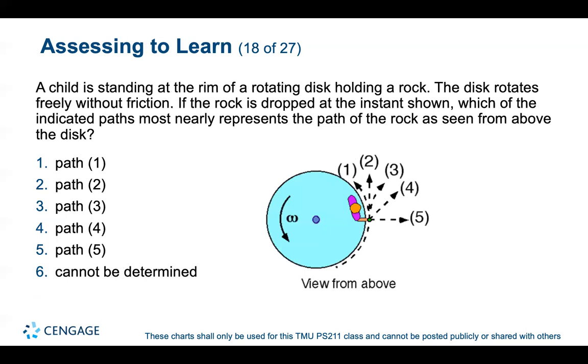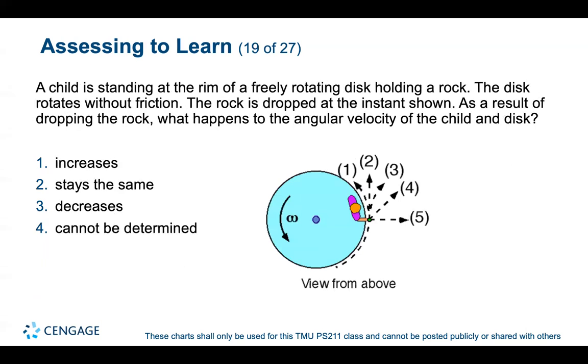A child is standing at the rim of a rotating disc holding a rock. The disc rotates freely without friction. If the rock is dropped at the instant shown, which of the indicated paths most nearly represents the path of the rock as seen from above the disc? And the answer is number 2, path 2. Okay, a child is standing at the rim of a freely rotating disc holding a rock. The disc rotates without friction. The rock is dropped at the instant shown. As a result of dropping the rock, what happens to the angular velocity of the child and disc? And the answer is they stay the same.